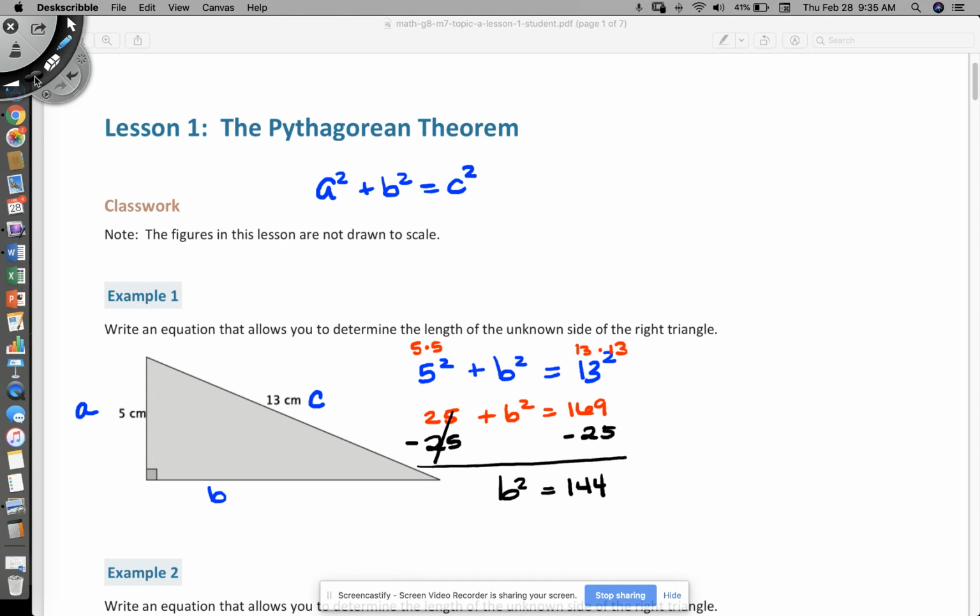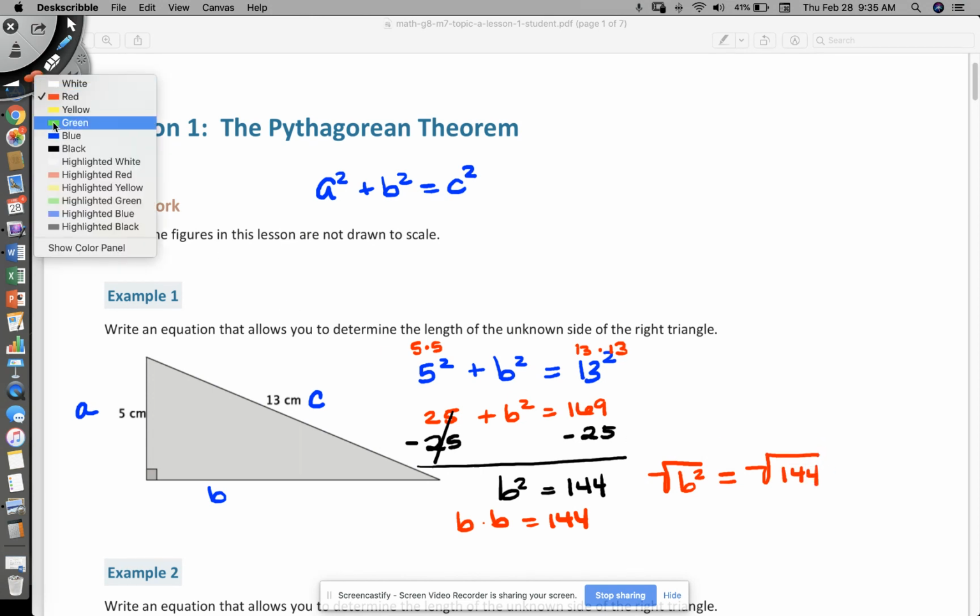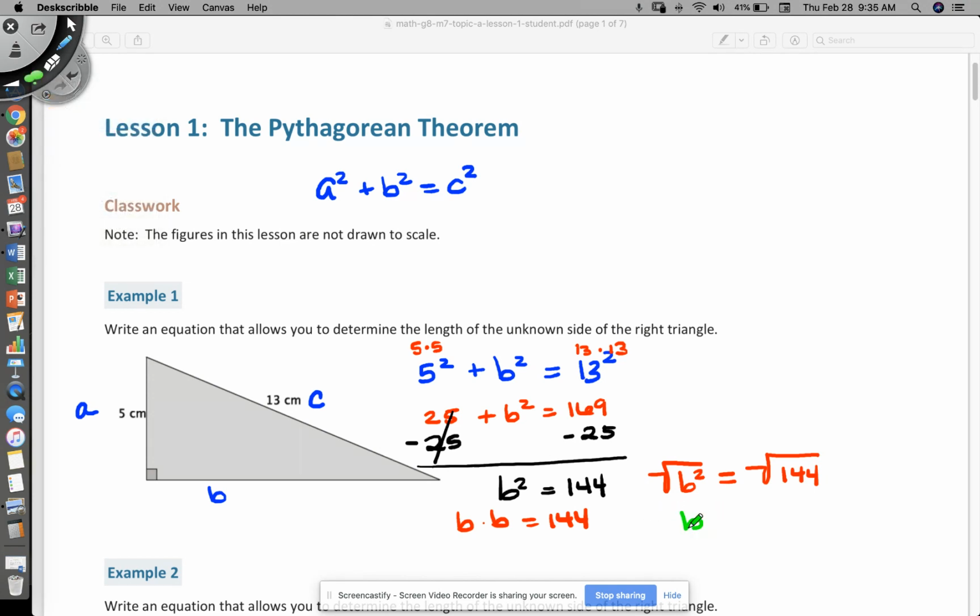Now, how do we solve for just b? This is saying b times b gives me 144. So it needs to be the same number twice. And so what we do is we take the square root of b squared equals the square root of 144. Now, when you square root the b squared, you just get b. So that's how you solve for just one b.